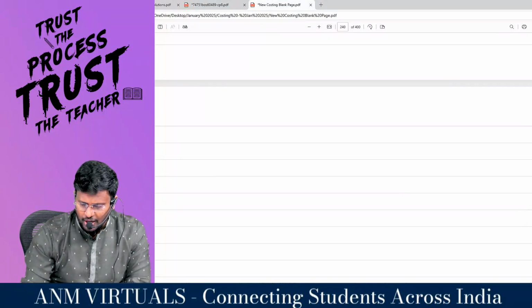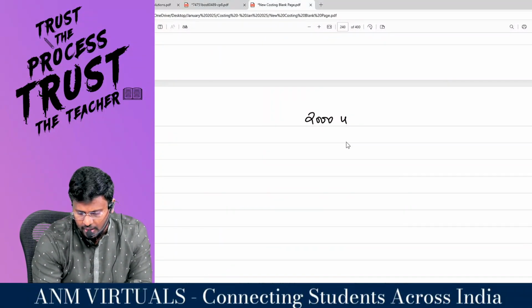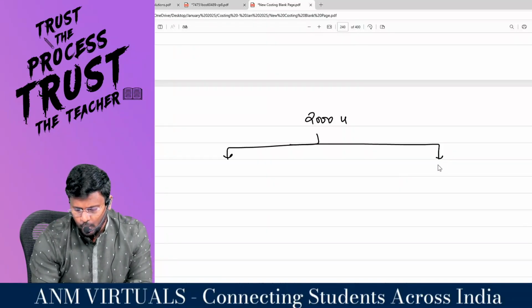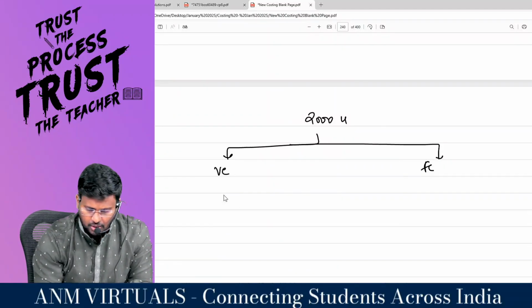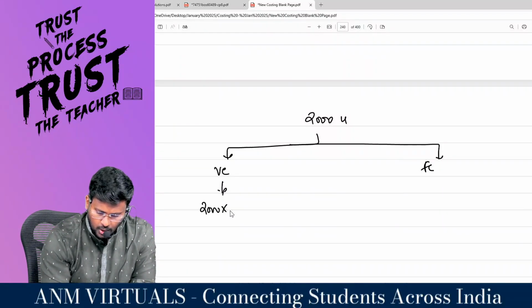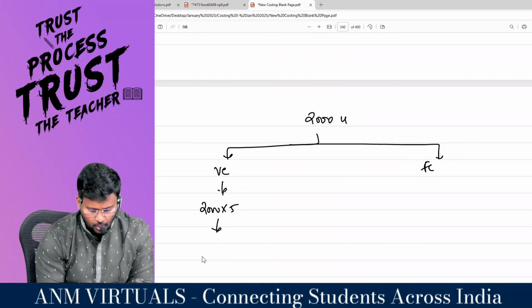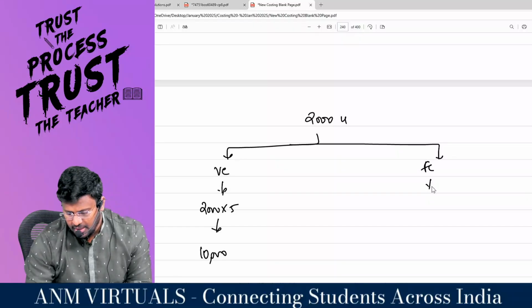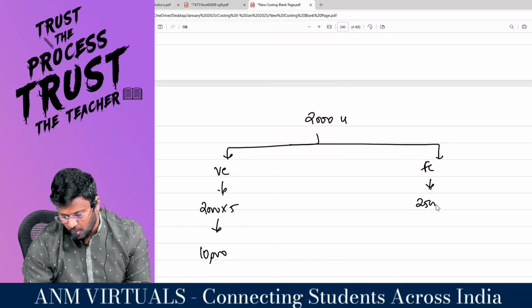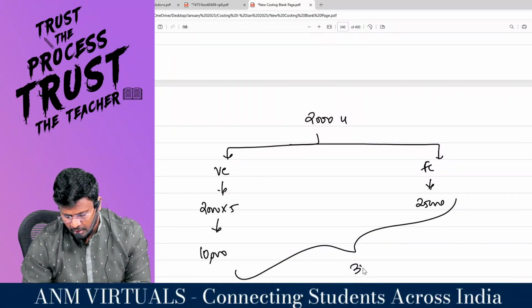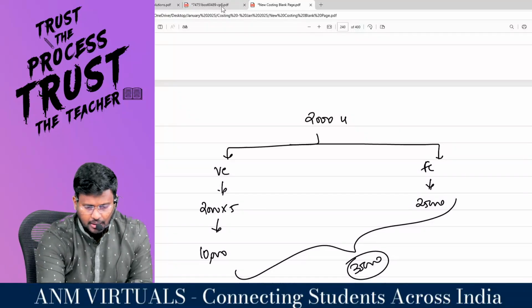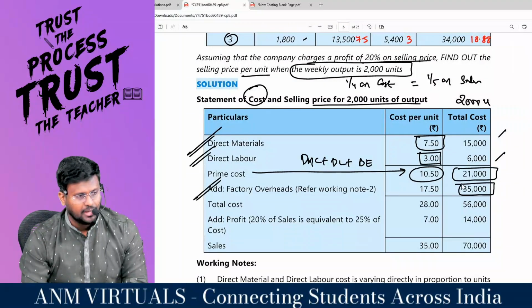Now I am going to manufacture how many units? 2,000 units. It has to be classified into two categories: variable cost and fixed cost. Variable cost is 2,000 into 5, because just now we calculated that variable cost is 5 per unit. Fixed cost is anyway fixed irrespective of the cost of production. Right, sir? So the total comes to 35,000. That's the total 35,000. Getting it?